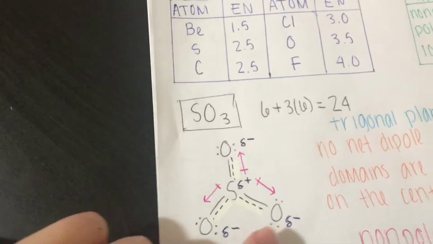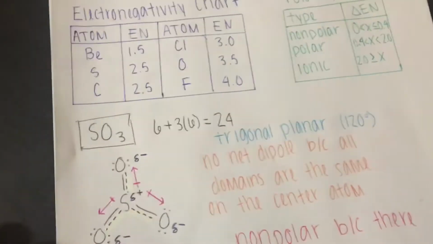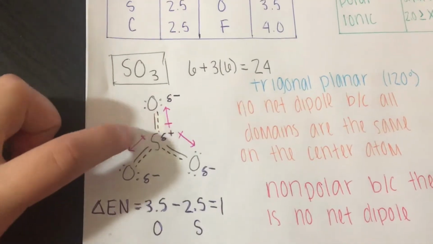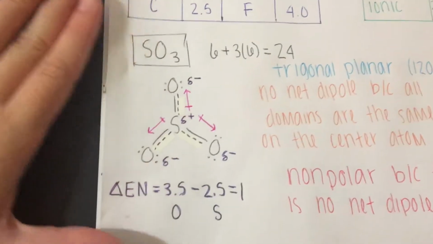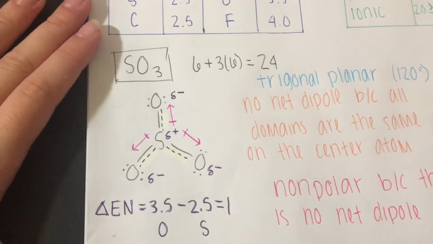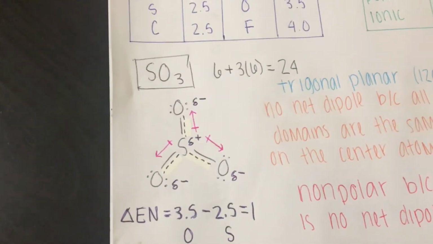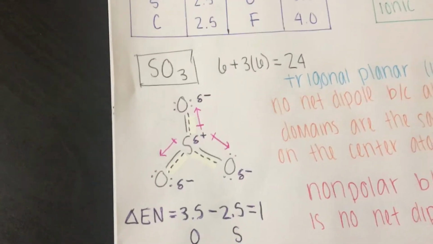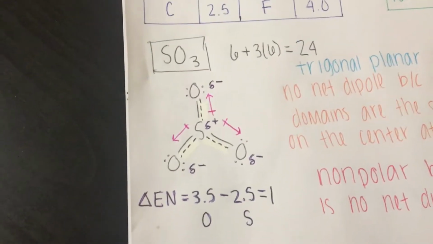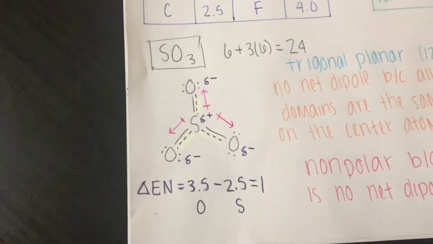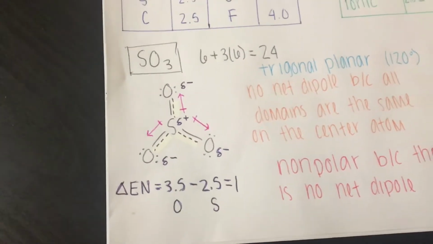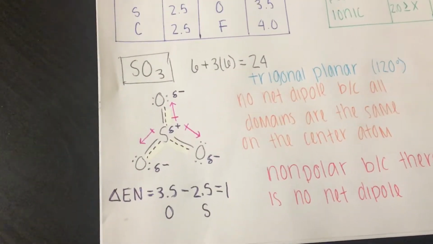So this molecule is a trigonal planar molecule, and all the bond angles are 120 degrees, and there's no net dipole because all of the domains surrounding the center atom are equal and the same, so therefore the molecule is nonpolar because there's no net dipole.